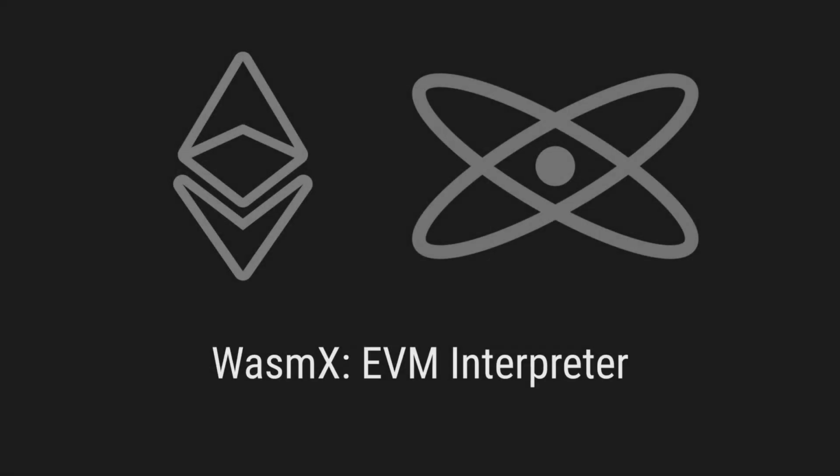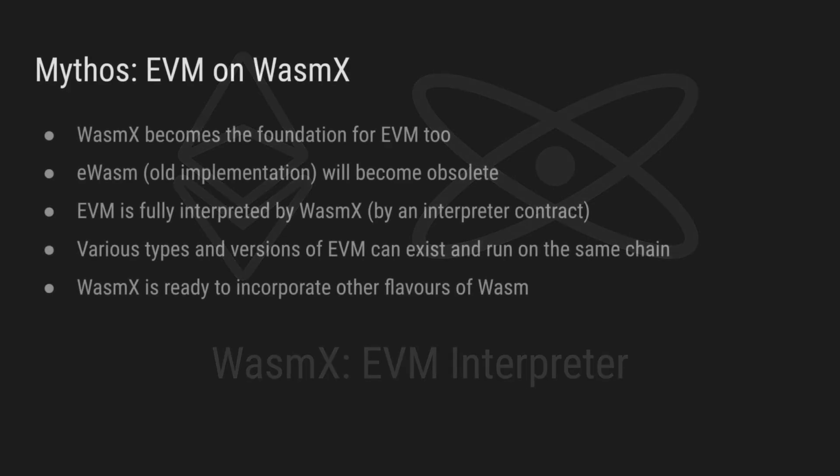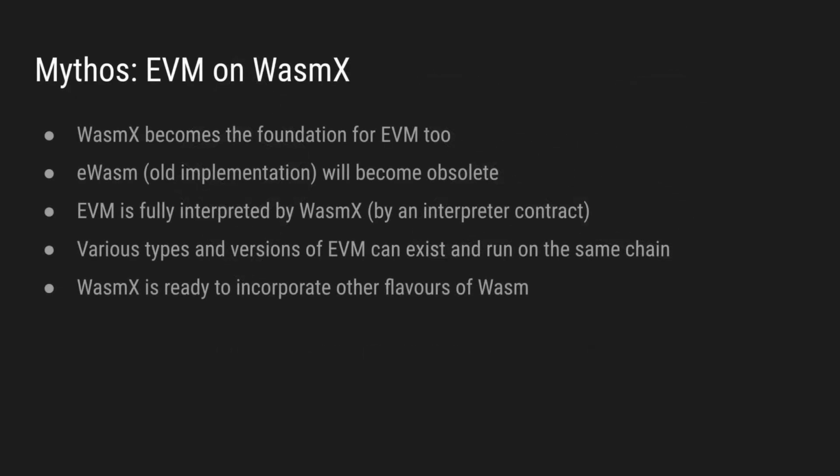For the past months, I have presented several demos of different ways to achieve EVM and WebAssembly support for Cosmos chains. I demonstrated code transpilation from EVM code to eWasm, and then running that eWasm code on the Mythos chain. But this method is not optimal. And today you will see a demonstration of an EVM interpreter that is a contract in WebAssembly running on Mythos.